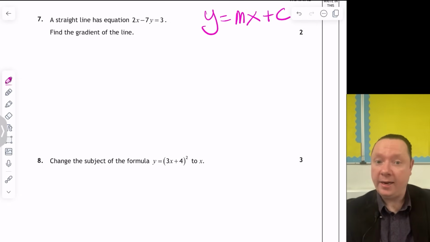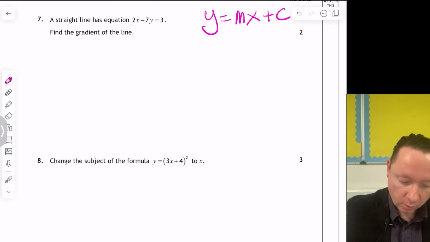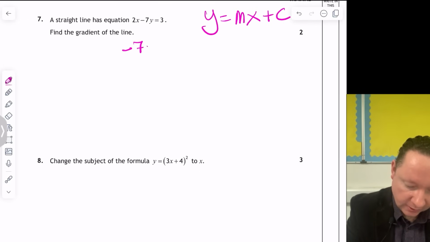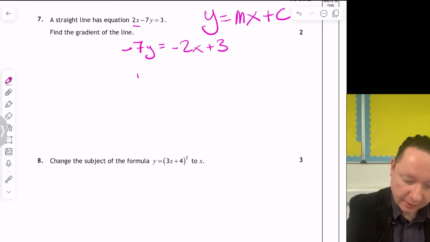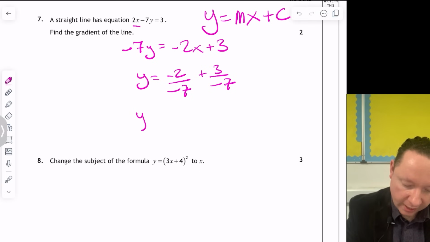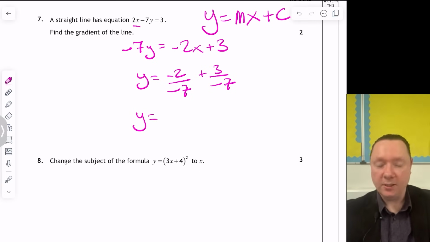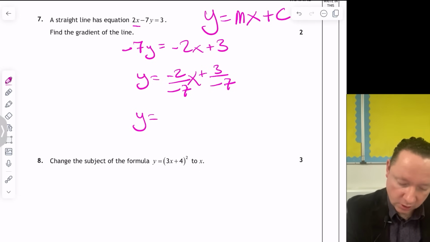It's not the number in front of x, only when it's y equals. So I move everything over. So I've got minus 7y equals 2x becomes minus 2x plus 3. Divide by minus 7. So I've got minus 2 over minus 7 plus 3 over minus 7. Simplifying it. Now what do I mean by that? Well, a minus divided by minus is a plus. So that's an x, sorry. That's 2/7 of x minus 3/7.